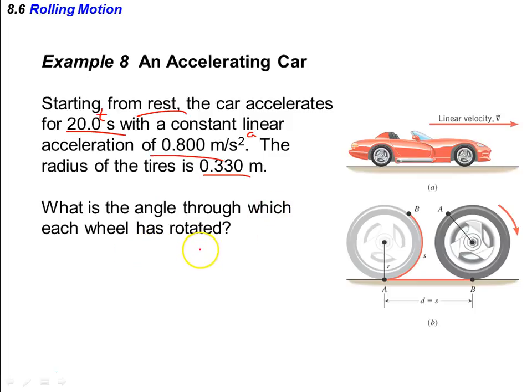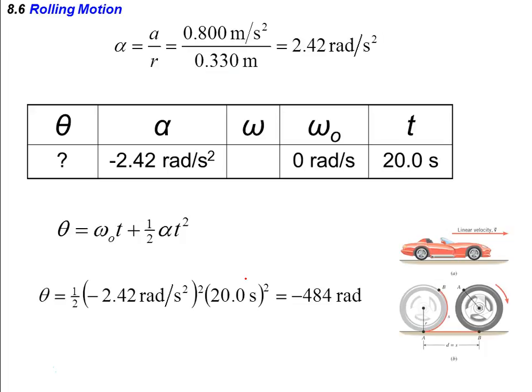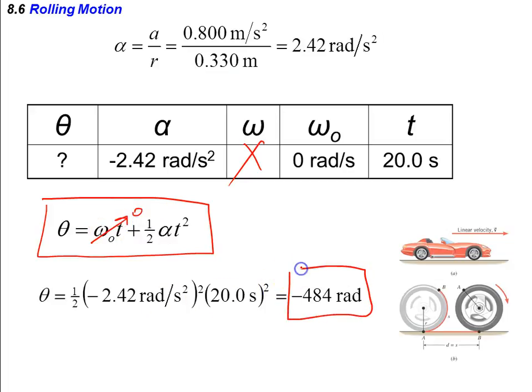So we have to use some kinematics here. We need to first convert this into alpha, so then we can find theta, because that's what we're looking for. We want to know what is theta. So wanting to know what is theta, not knowing our final velocity, we need to come up with the right kinematic equation. And the right kinematic equation is theta equals omega naught t plus 1/2 alpha t squared. We're given everything that we need. We know that this goes off to 0, and we get that this moves through a negative 484 radians.